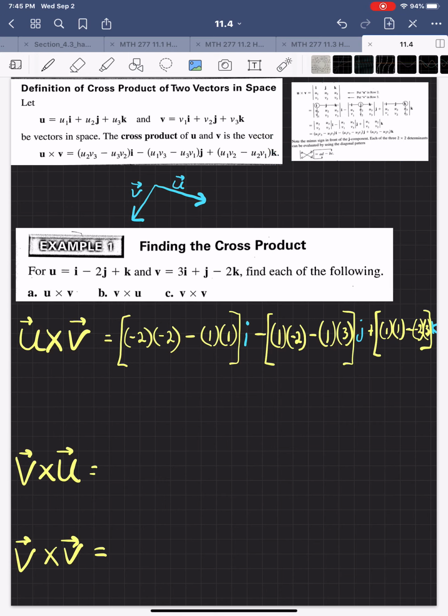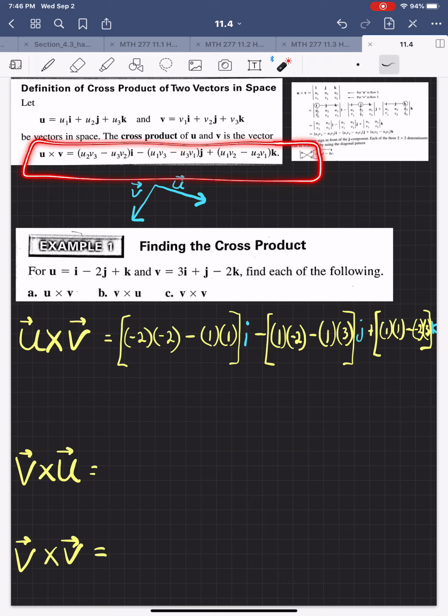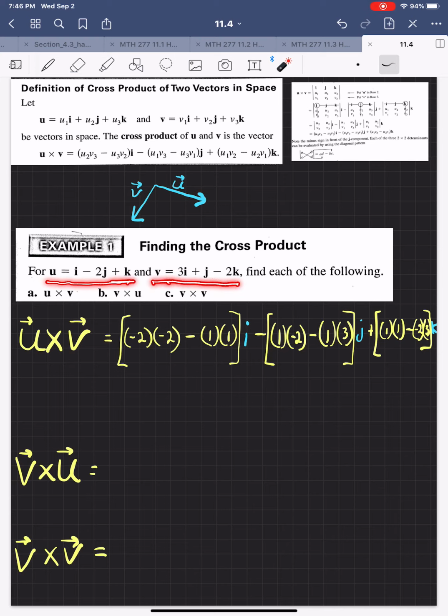So let's go ahead and just perform a cross product. Again, I have not tried to sell you on why you would want to do this, or even the geometry of what it is that you're doing. But right now, let's just use our formula. Ready? So in this particular case, for example 1, we have vector u and vector v defined for us.